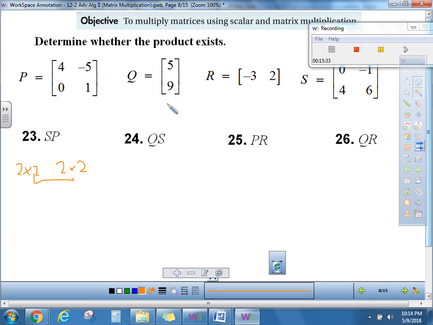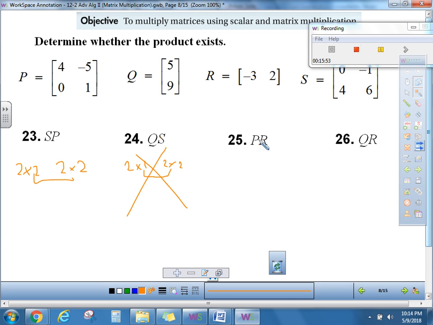QS. So Q right here is a 2 row, 1 column, so 2 by 1. S we just did is a 2 by 2. And when we check the 2 in there, the column and the row, they do not match. So those two, we can't multiply together because the number of columns in Q does not match the number of rows in S.